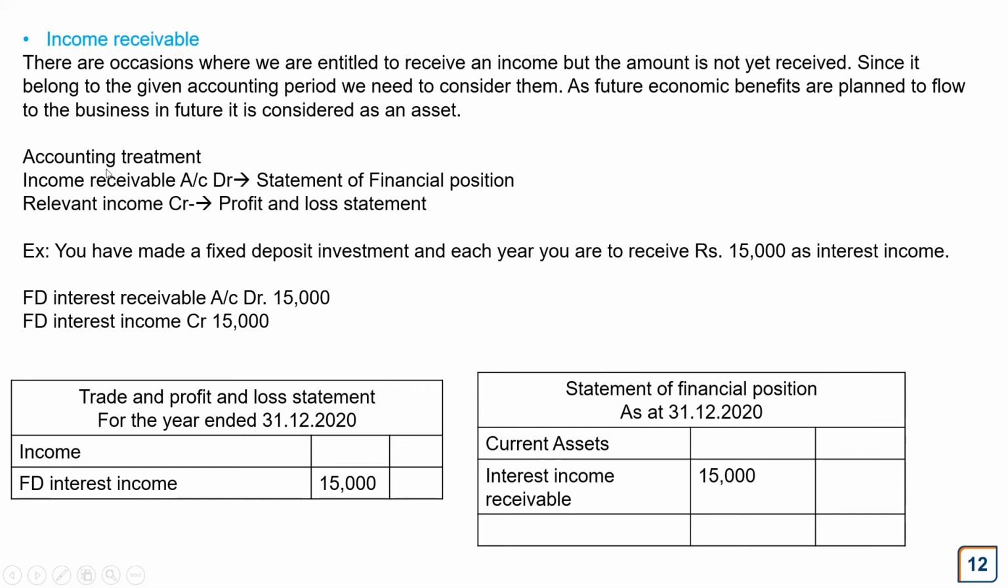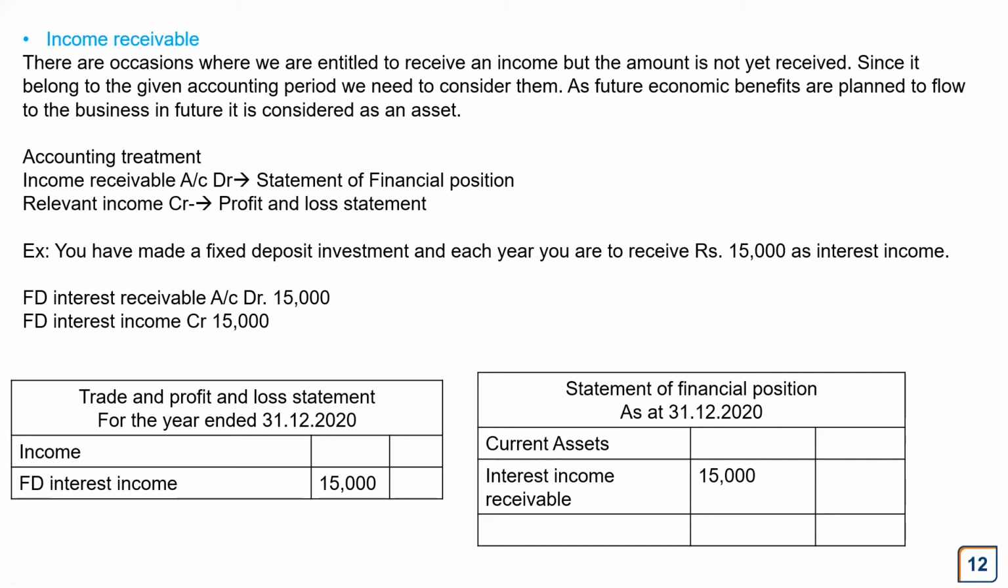Since income will definitely be recorded on the credit side, the relevant income will be credited. So then there should be a debit entry. We do not debit it to cash. We did not get money. So we create an income receivable account and debit it. So finally, the income receivable account will go to the statement of financial position, and the relevant income will go to the profit and loss statement.